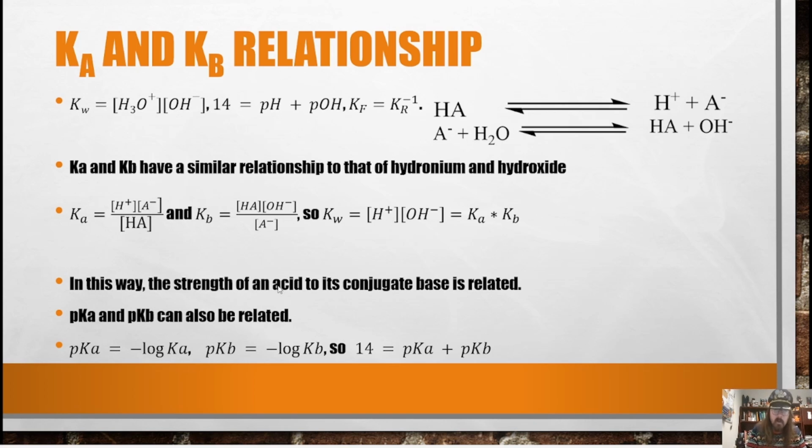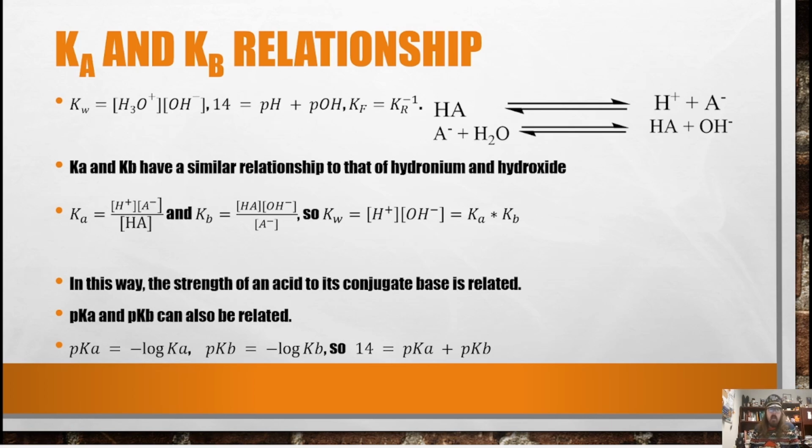So the stronger the acid, the weaker the conjugate base. And the stronger the base, the weaker the conjugate acid, because as one of these gets bigger, the other must get smaller. We can also give what's called a pKa and a pKb.